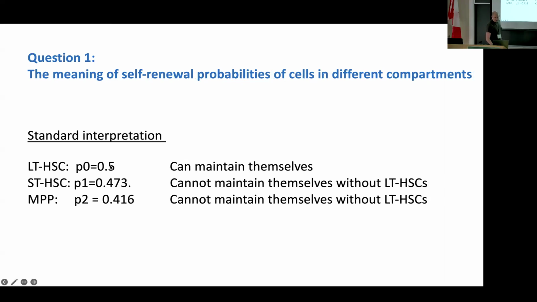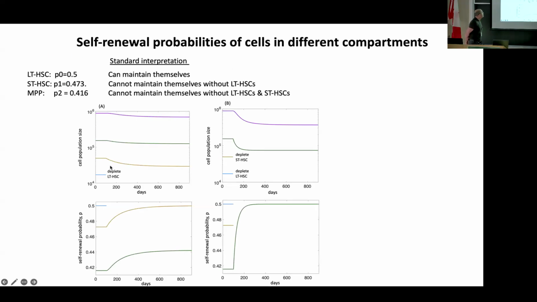So we looked at that in a bit more detail, and there's some interesting things that can happen. We have this parameterized model, we have the system at equilibrium, and now we can delete cells in the computer simulation, in silico. So here is the equilibrium, these are the cell populations, and here we deplete the long-term stem cells. This is the self-renewal probabilities of the different compartments. So these are long-term stem cells, short-term stem cells, and I believe the MPPs. And so let's see what happens when you delete the long-term stem cells.